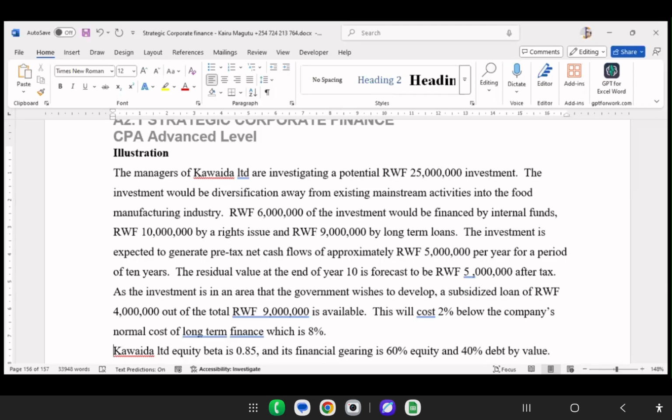As the investment is an area that the government wishes to develop, a subsidized loan of Rwandan francs 4 million out of the 9 million is available. This will cost 2% below the normal cost of long-term financing, which is 8%.